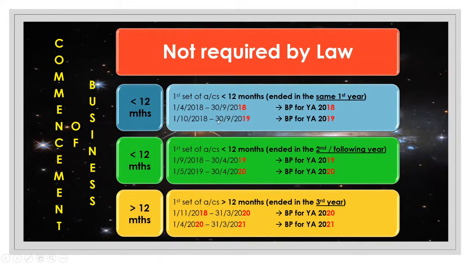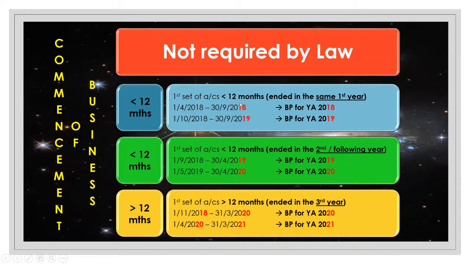All right. So let's look at how to determine the basis period for the first year of assessment. Here in the first example, your first set of account is less than 12 months. You first commence your business on 1st April 2018 and you close your first set of account on 30th September 2018. So in this case, you would have how many months? April, May, June, July, August, September. So you would have 6 months, which is less than 12 months.